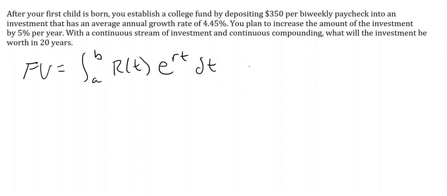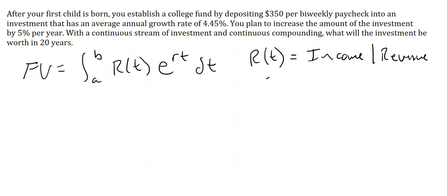Now, R of t is revenue or income. Revenue is the money that a business takes in. Income would be the money that an individual earns or takes in. Now, revenue or income can take one of three forms in these problems.